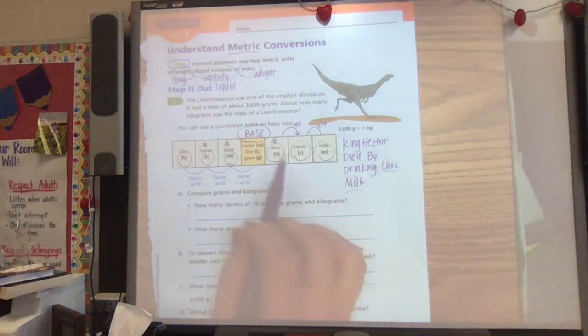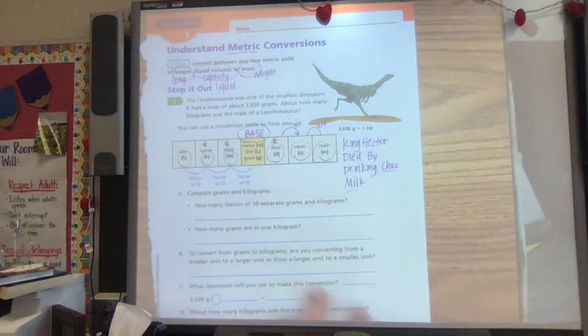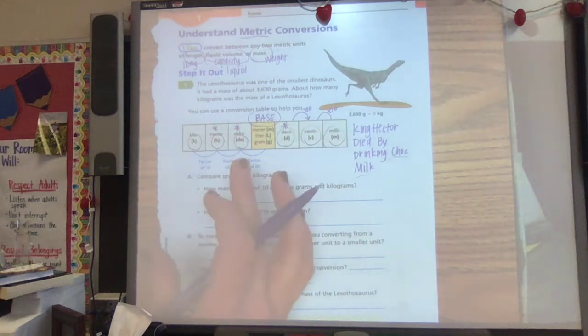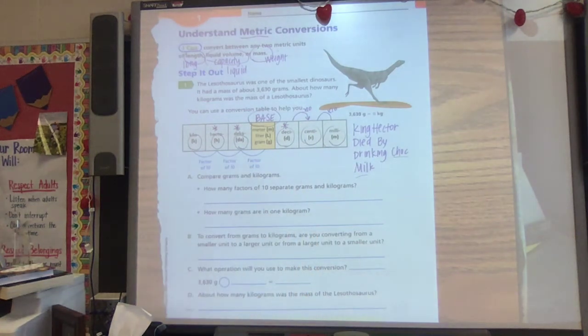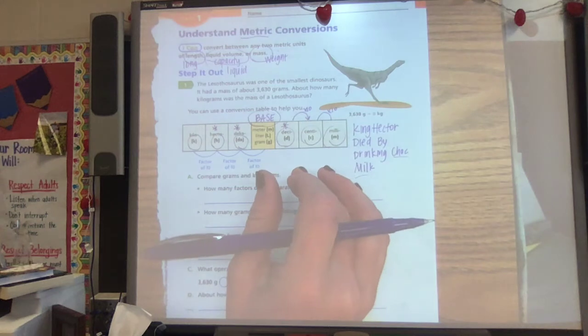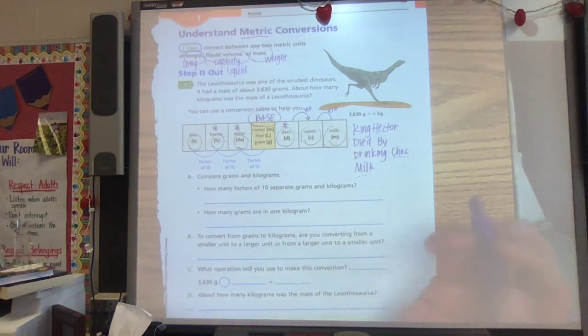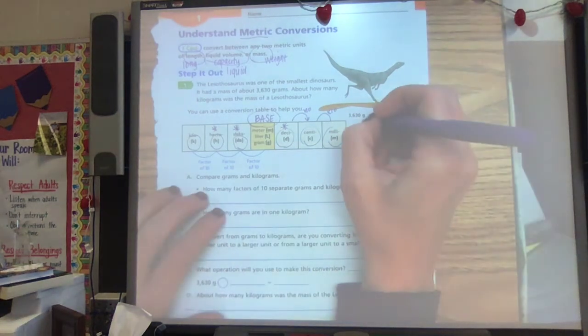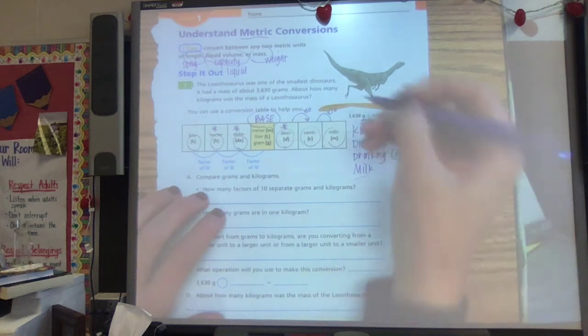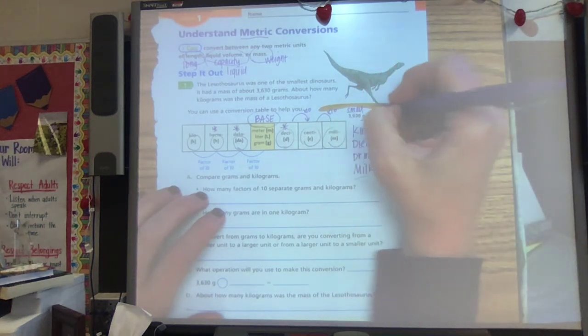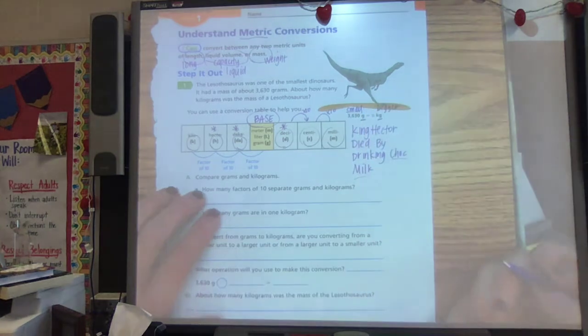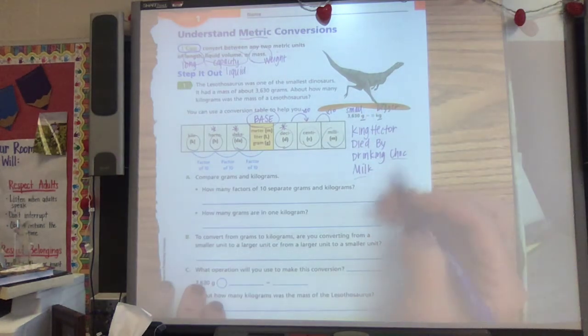Okay, so today we're going to convert all sorts of metric units. The first one said, this dinosaur, Lesothosaurus, was one of the smallest dinosaurs. It had a mass of 3,630 grams. About how many kilograms was that dinosaur? So it's written right here. You're changing grams to kilograms. Remember, grams are really small, so we're going from a smaller unit to a bigger unit, which means we're going to divide.